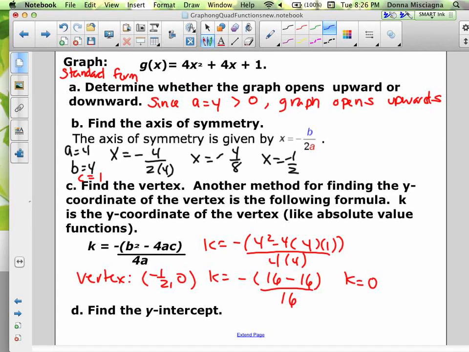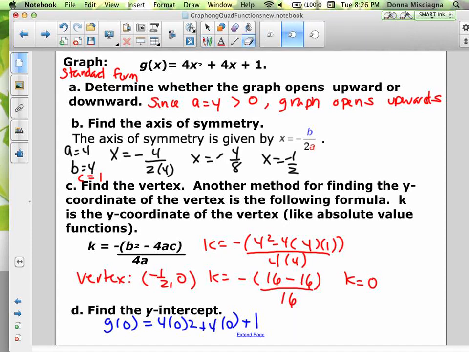So let's find the y-intercept. That's easy, right? It's the value of c. And just to remind you, if you plugged in 0 for x, you'd have all zeros except for the 1. So our y-intercept is 0, 1. All right, so we have everything but our x-intercepts, and we're going to find that on the next page.